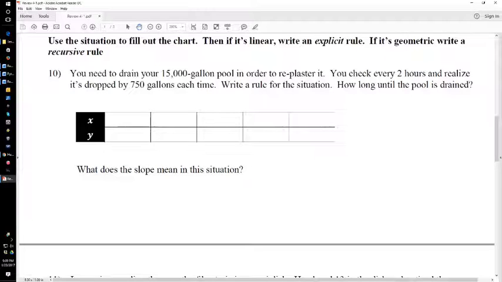All right, for number 10, 11, and 12, we are going to use the situation to fill out the chart. If it's linear, we're going to write an explicit rule. If it's geometric, we're going to write a recursive rule.